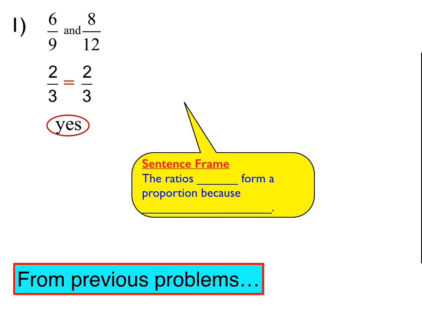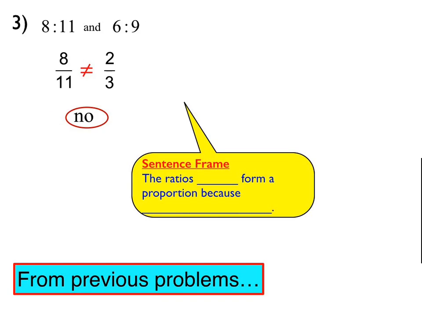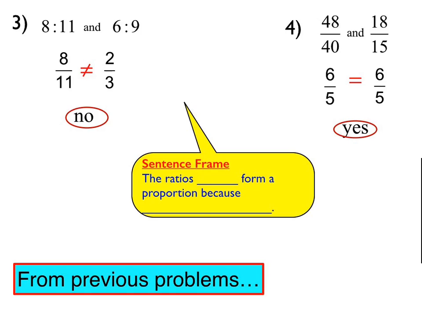So the first one we talked about, they were equivalent, so the ratios do form a proportion because the ratios are equivalent. Here was the second one. We found out that the ratios were not equivalent, so the ratios do not form a proportion because the ratios are not equivalent. Here was number 3. Once again, the ratios were not equivalent, so the ratios did not form a proportion. And number 4, the ratios were equivalent, so that means that they do form a proportion.